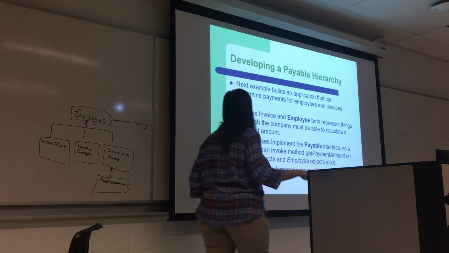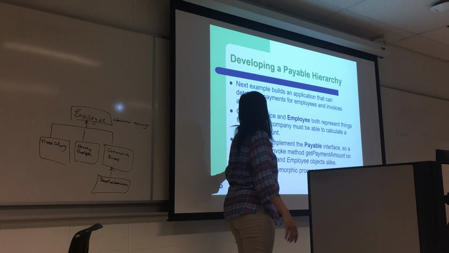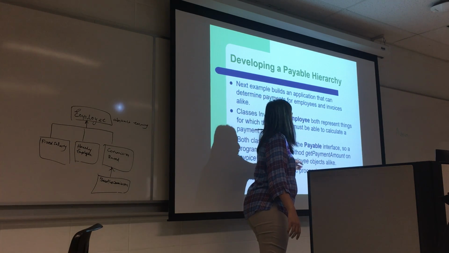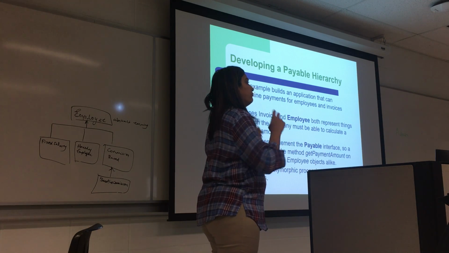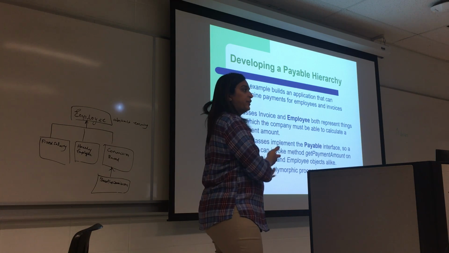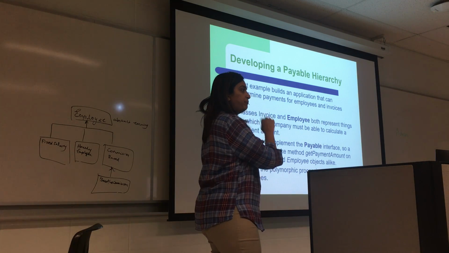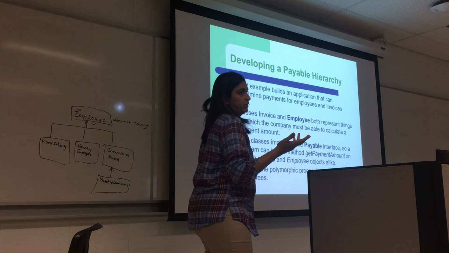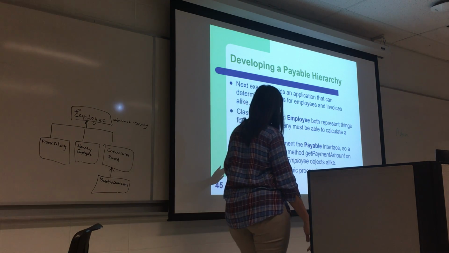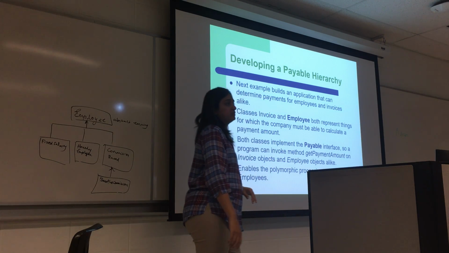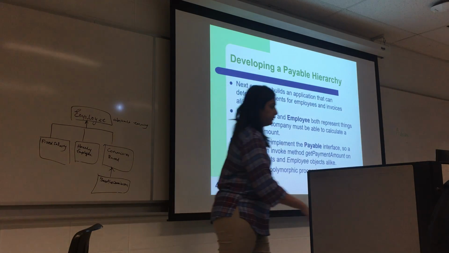Now you can define a method like get payment amount on invoice and employee objects alike. If you call get payment amount for an employee, it's going to get the salary of the employee. If you call get payment amount on the invoice, it's going to get the payment that is due on the invoice, right? So both of them are going to have get payment amount. So this again enables polymorphic processing of invoices and employees' payroll.